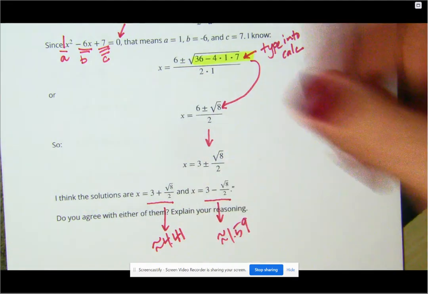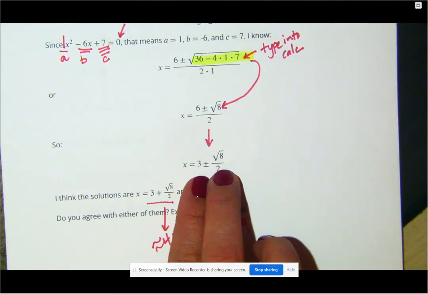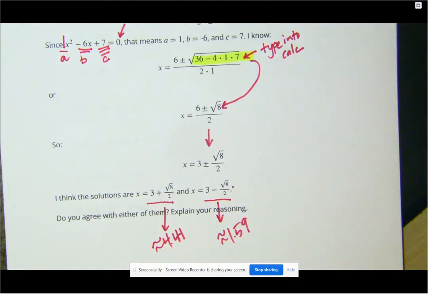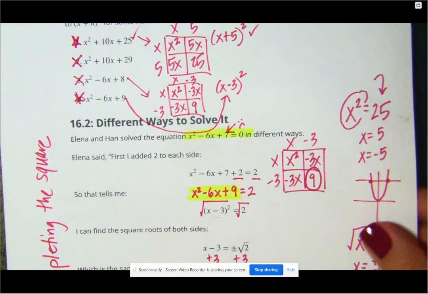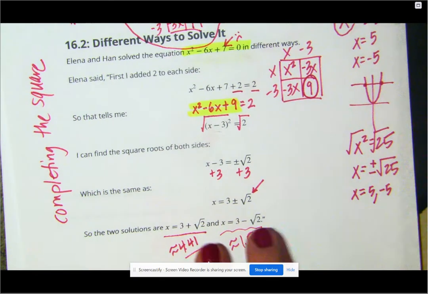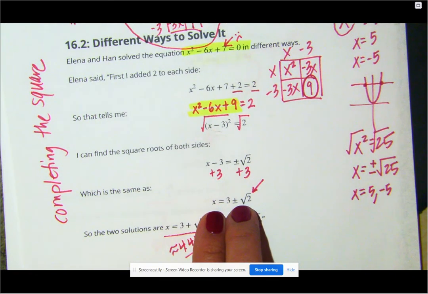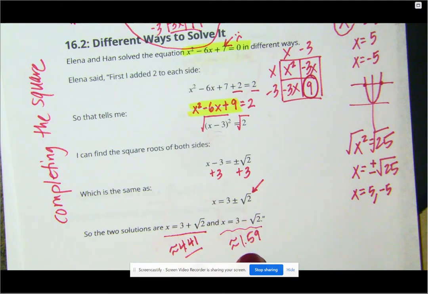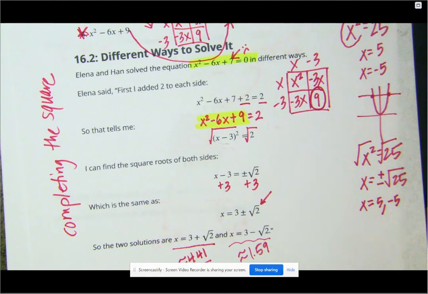If you do the quadratic formula and you get your answers to here, you're good. If you use completing the square and you get your answers to this, you're good. Now, why would I want to use the decimals? Because I would maybe want to go to Desmos and go check. Let's go check, especially if you're on a quiz.